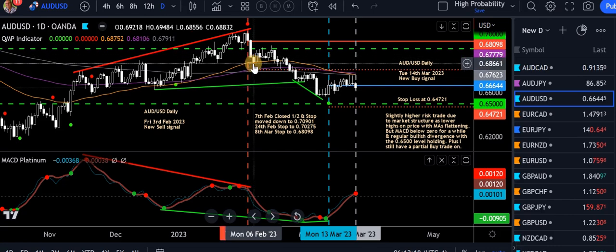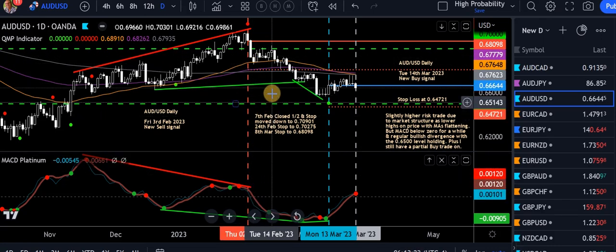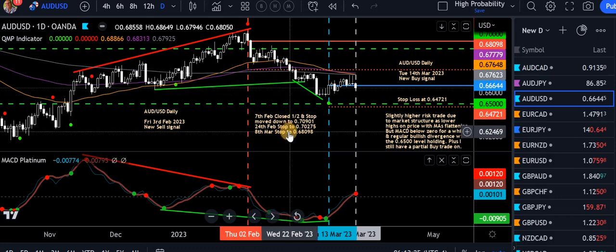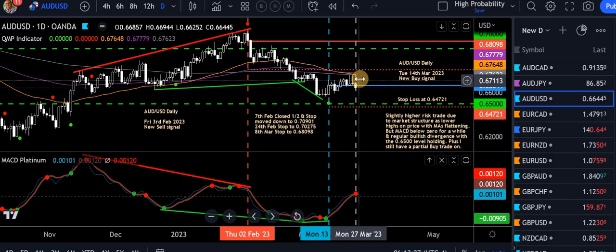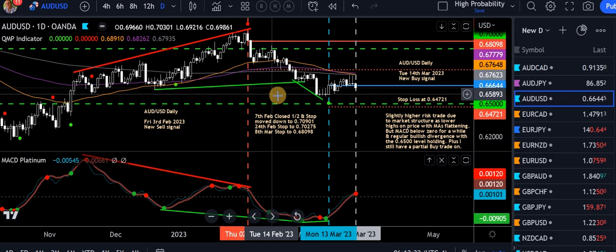Price came down to the moving averages. It's a high risk trade initially. MACD Platinum through the zero level, closed half. Then I've moved my stop down, and 8th of March was the last time I moved my stop here. These green lines, 70-cent level and 65-cent level. They're big numbers on the Aussie USD.